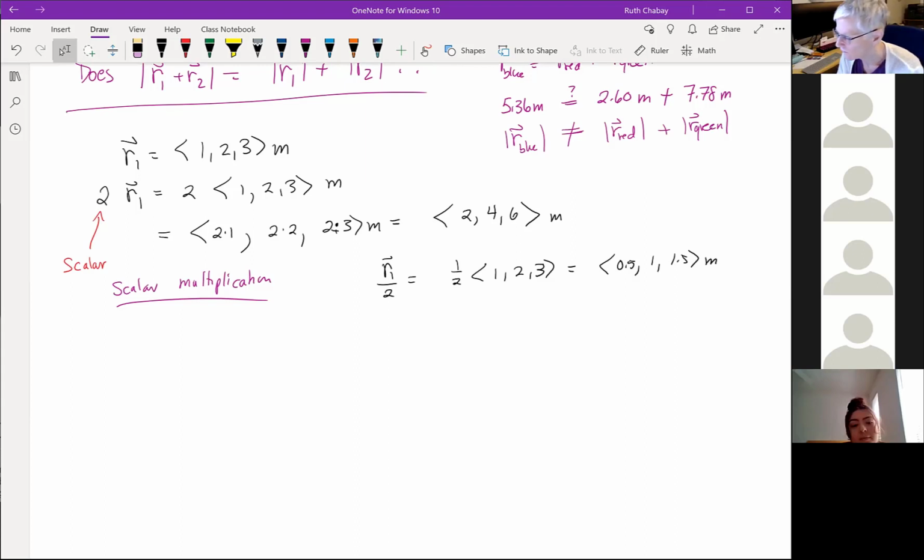For right now, though, we have one other thing to think about. The magnitude gives us the size of the thing. Is there something that just gives us direction?